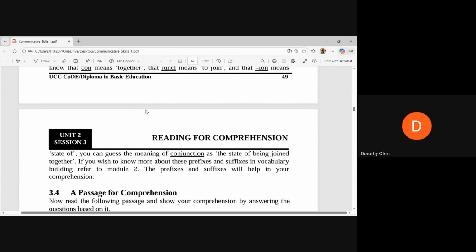We've talked about two major parts when we want to gain meaning from word parts. You can look at the root word. Is it a Latin word? Is it a Greek word? What does it mean? Then another one is prefixes and suffixes.